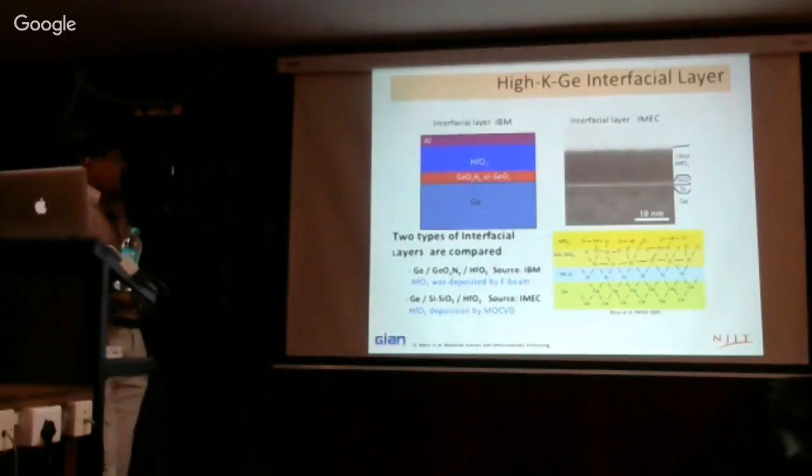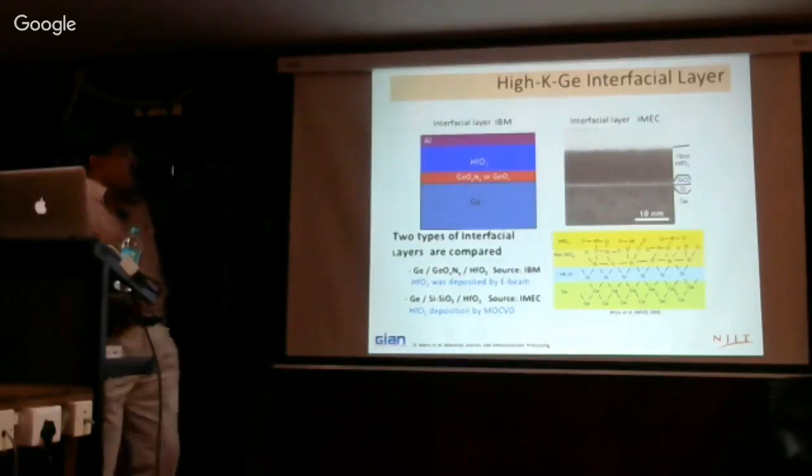Okay, let's do this by nitridation. We nitrated the germanium substrate first, and then deposited hafnium oxide. What we expected was a possibility of GeOx formation, or GeOx and GeNy, some combination of that formation.